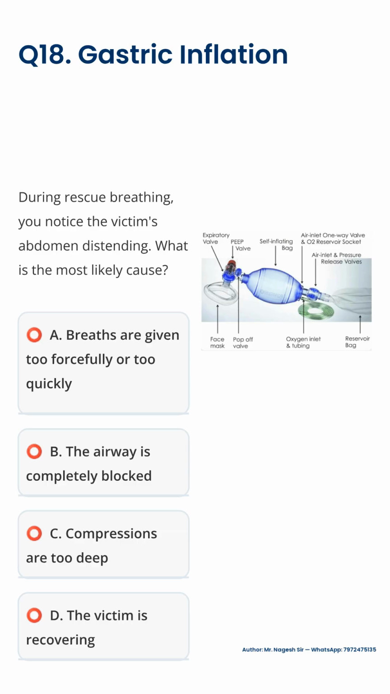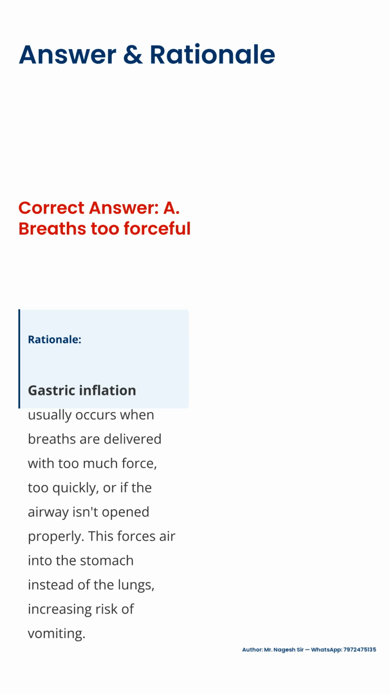Question 18. Gastric inflation. During rescue breathing, you notice the victim's abdomen distending. What is the most likely cause? The correct answer is A. Breaths are given too forcefully or too quickly. Gastric inflation forces air into the stomach instead of the lungs, increasing the risk of vomiting.